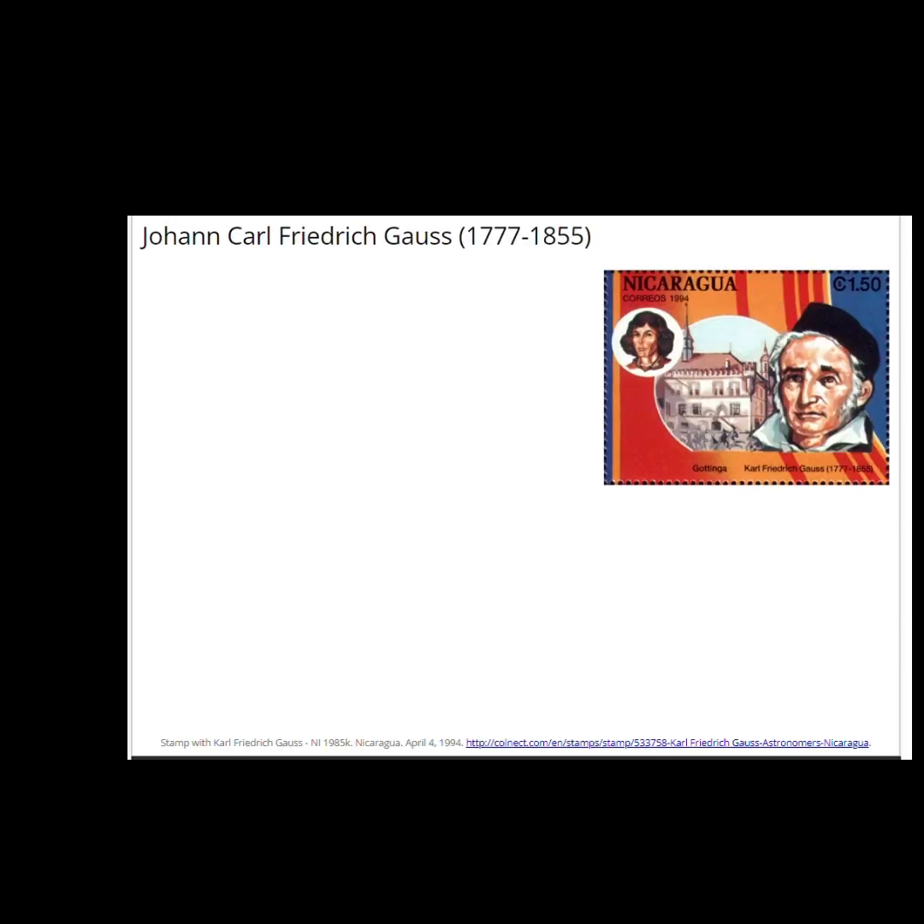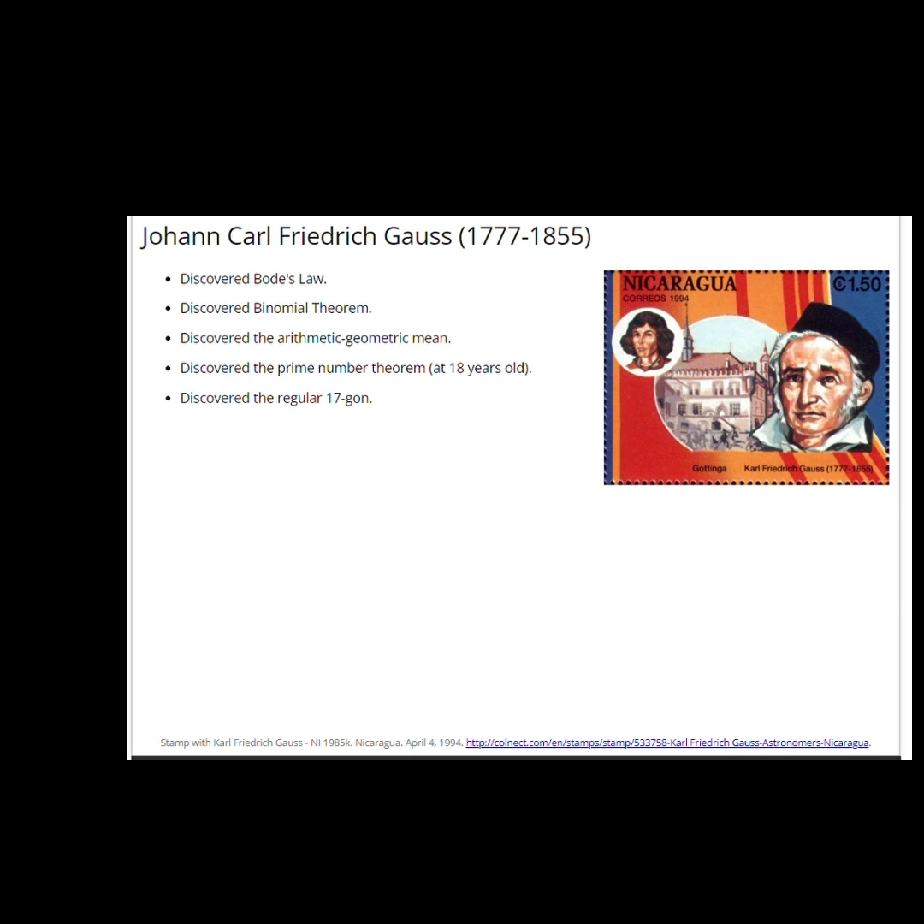The normal distribution was discovered by the German mathematician Johann Carl Friedrich Gauss, a mathematician of extraordinary talent. Although he was born to poor and illiterate parents, parents who were unable to register his name on birth, he was educated, the discoverer of many different results in mathematics and probability and statistics, including Bode's law, the binomial theorem, the arithmetic geometric mean, the prime number theorem.